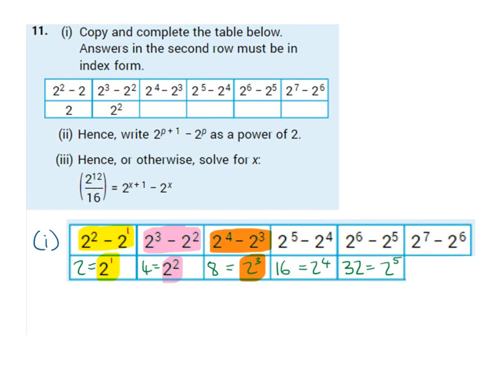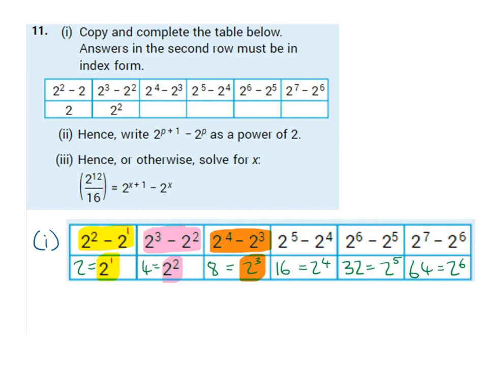And finally, input into the calculator 2 to the power of 7 minus 2 to the power of 6. You will get 64, which can be rewritten as a base of 2 as 2 to the power of 6. So the actual answers, what we're looking for, is 2 to the power of 1, 2 to the power of 2, 2 to the power of 3, 2 to the power of 4, 2 to the power of 5, and 2 to the power of 6.